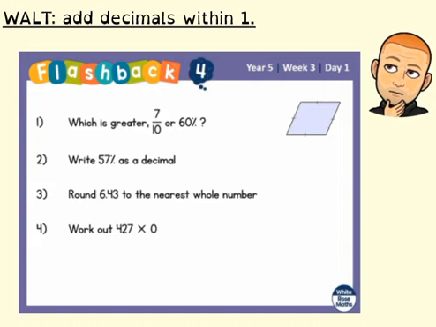Question number 1, which is greater, 7/10 or 60%? Well, 7/10 as a percentage would be 70%, because 7/10 is the same as 70 hundredths, and 70 hundredths is the same as 70%. So would you rather have 70% or would you rather have 60%? Of course, you'd rather have the 70%, or the 7/10 as it appears in the question.